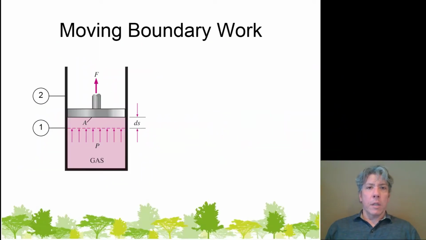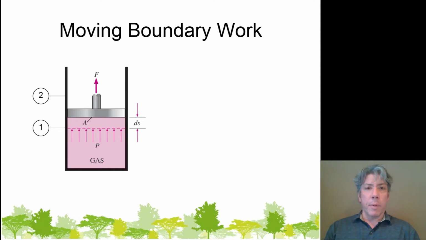Let's consider a closed system that has a boundary that moves. By now you should realize that we live beneath an ocean of air, and that's why the pressure is almost 15 pounds per square inch of absolute pressure. That's quite a bit of pressure if you think about it.